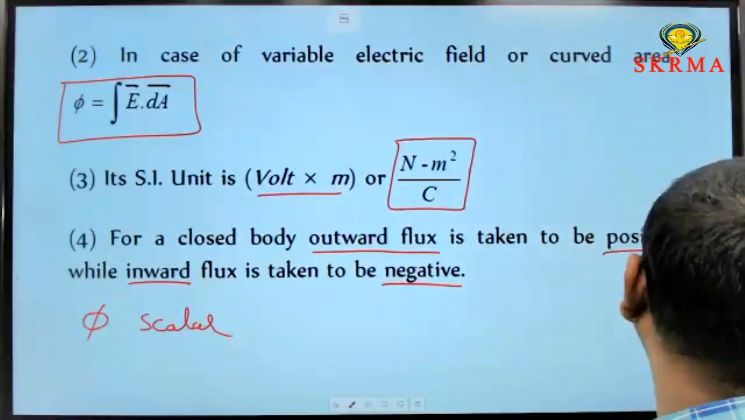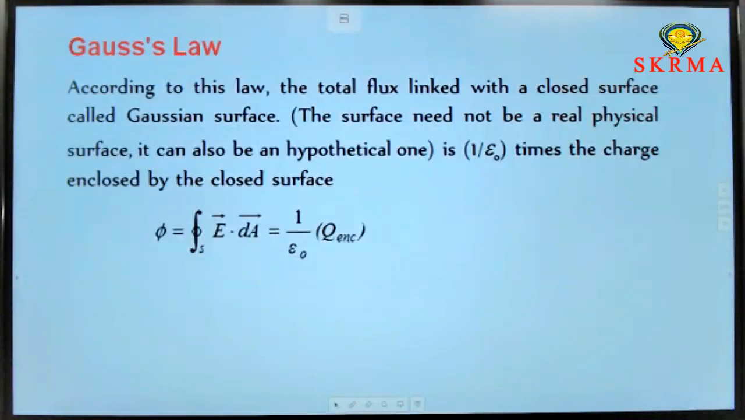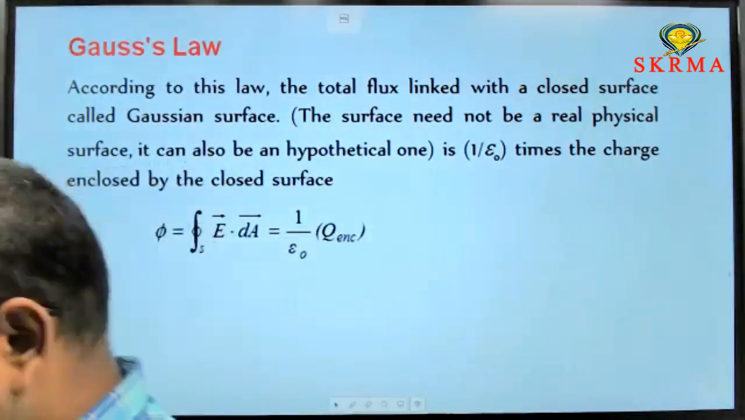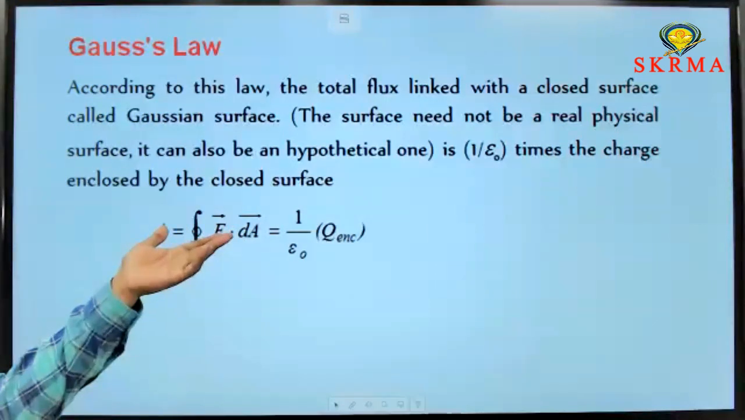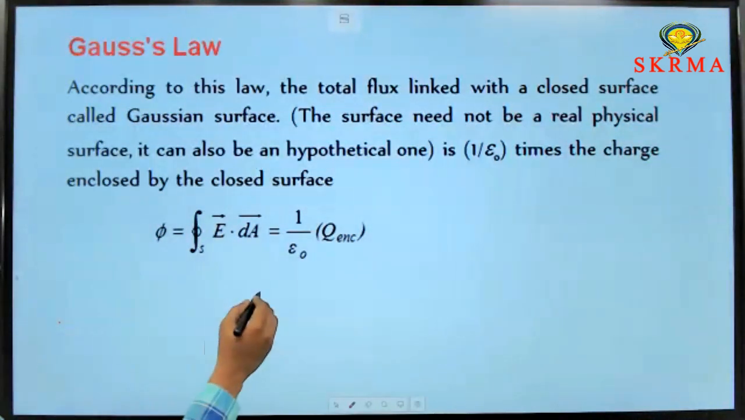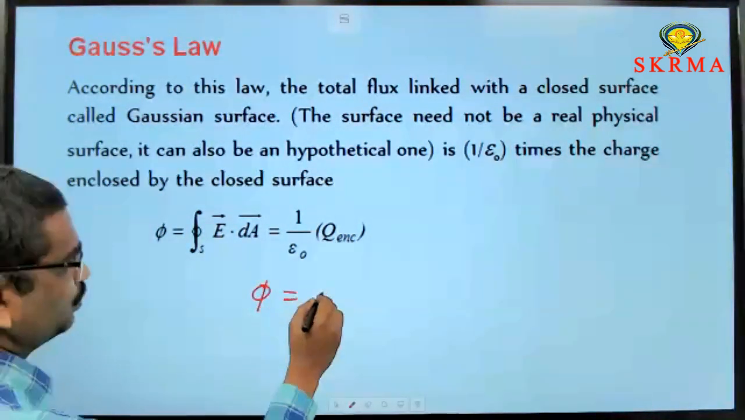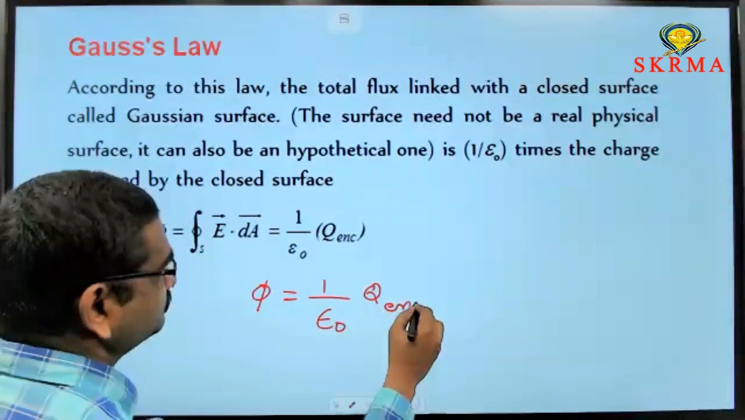Now next one. So Gauss law in electrostatics. So now what is the basic statement of Gauss law? So simple, we can give the statement from this equation. So here what is the equation? Phi equal to 1 by epsilon naught into Q enclosed.